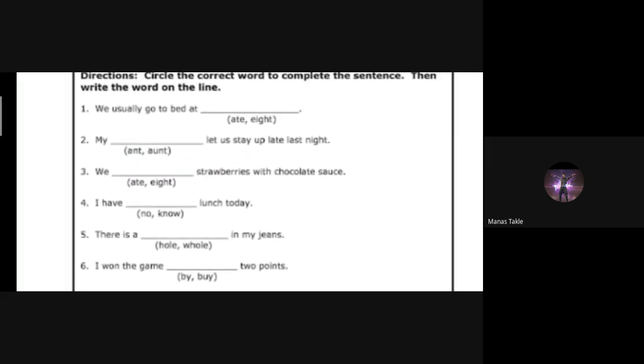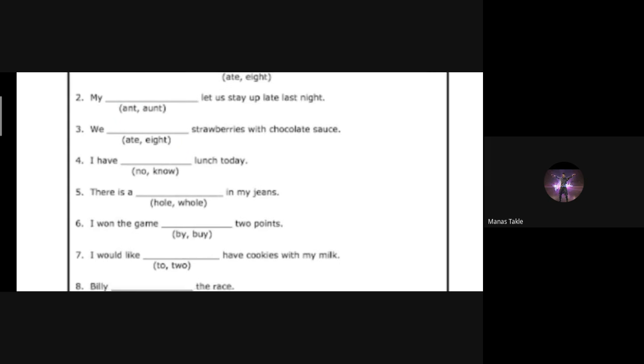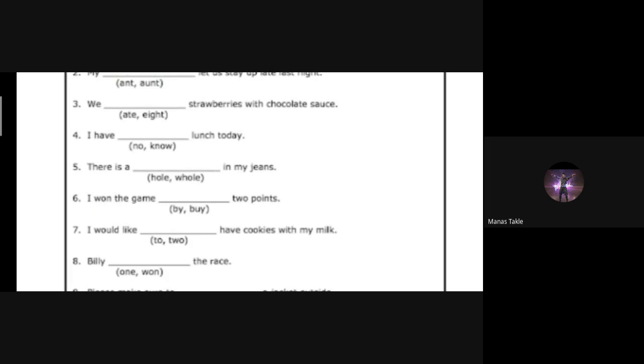I won the game, dash two points, by, bye, buy. By. Yes. I would like dash have cookies with my milk, to, two. No, to, maybe two, no. I would like to have cookies with my milk, like this we say. Okay, Billy dash the race, one or won. Won.